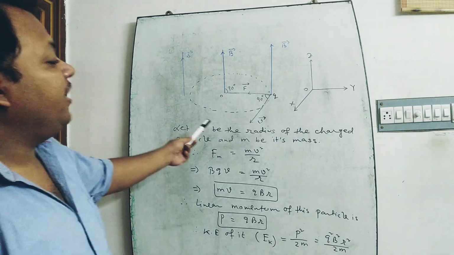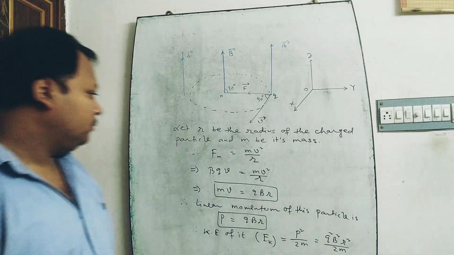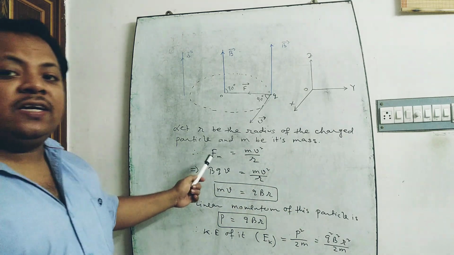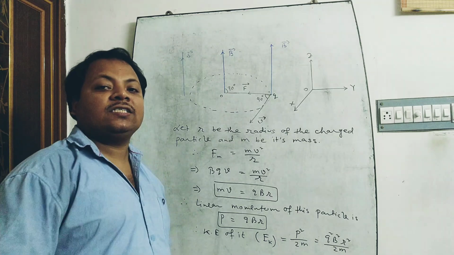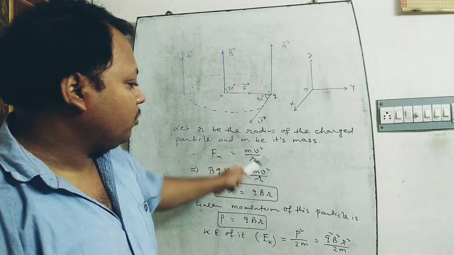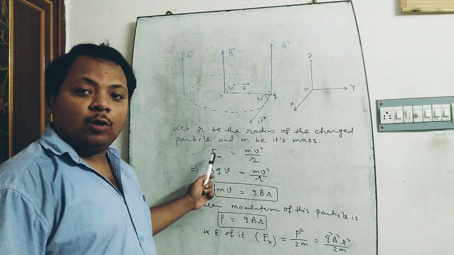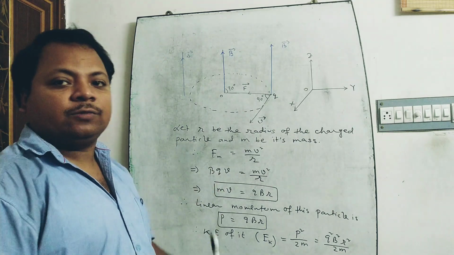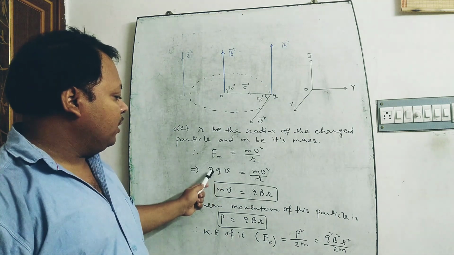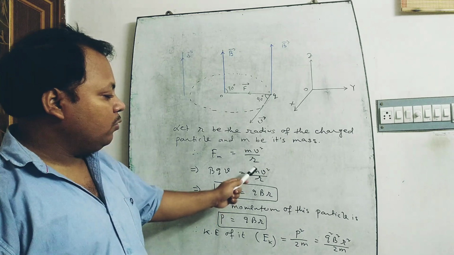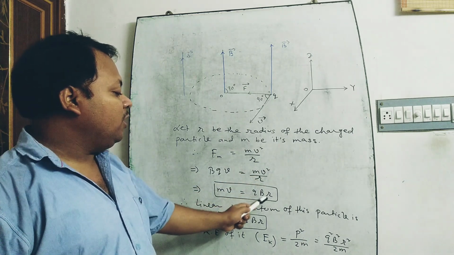Let r be the radius of the charged particle and m be its mass. Therefore, we can write that Fm is equal to mv square by r. You know that centripetal force is equal to mv square by r. Therefore, putting the value of Fm, the Lorentz force due to magnetic field, we have qvB is equal to mv square by r. This gives mv is equal to qBr.